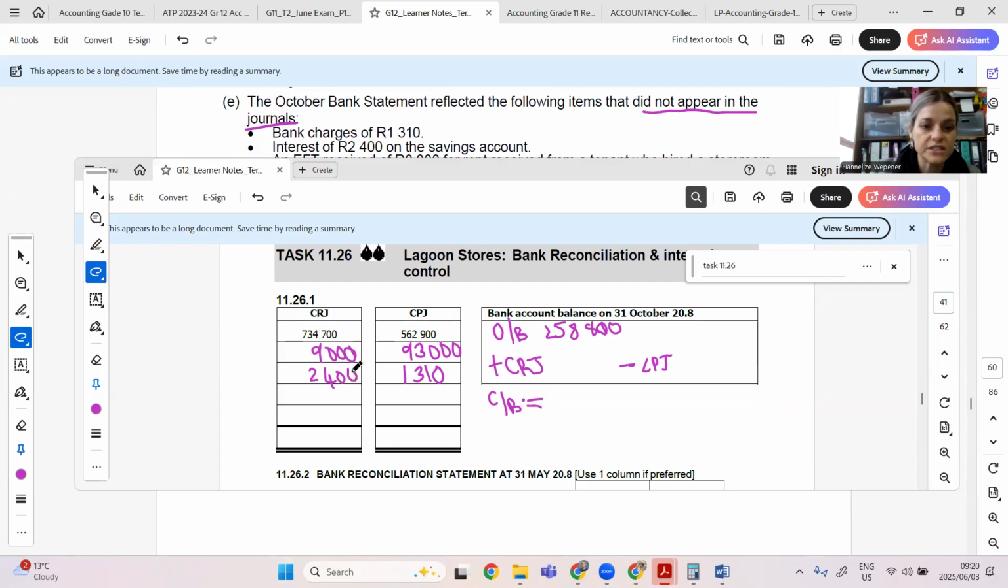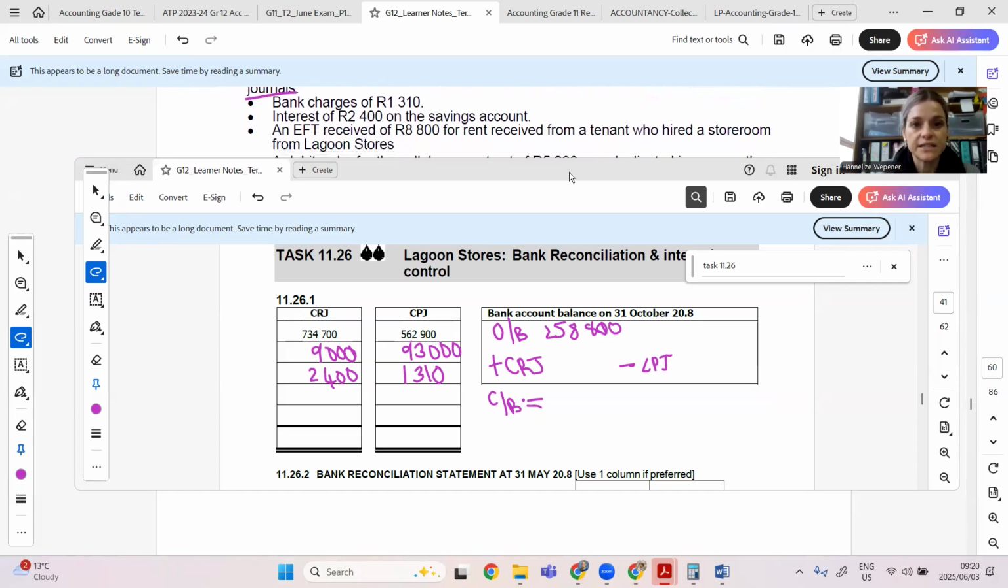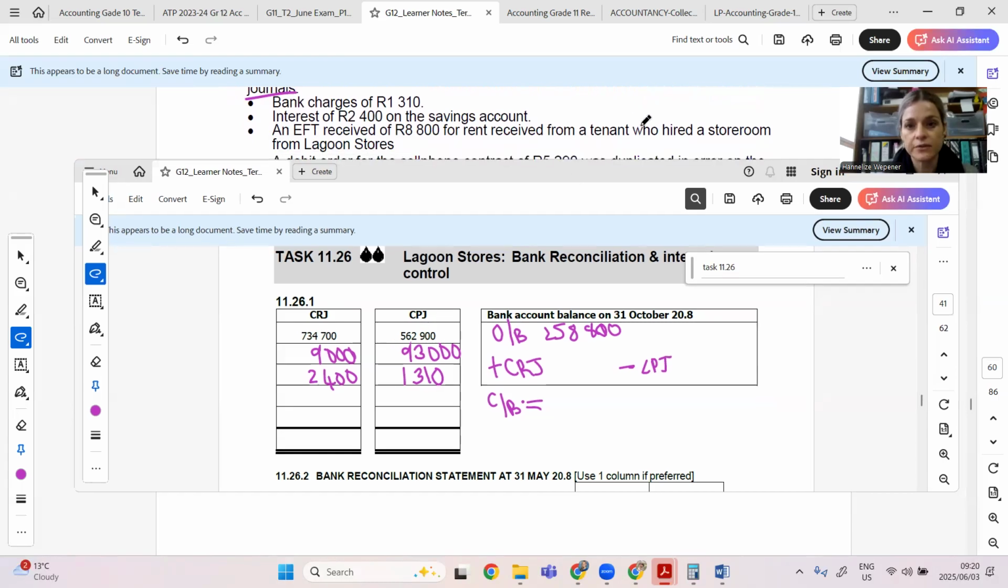They will tell you if it's interest paid. They will either say interest paid or interest expense or interest on loan, or they will tell you interest on the unfavorable bank balance. Then you know this is actually a payment being made. Then an EFT received for 8,800 Rand for the rent from a tenant. So also EFT received, so another CRJ, so 8,800 that we are recording now.